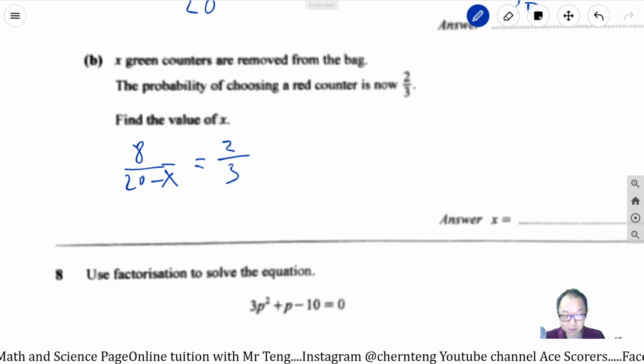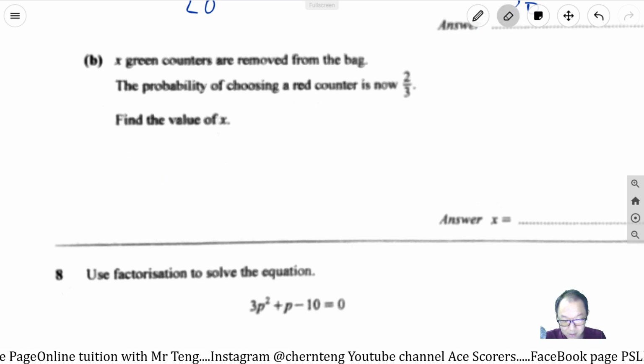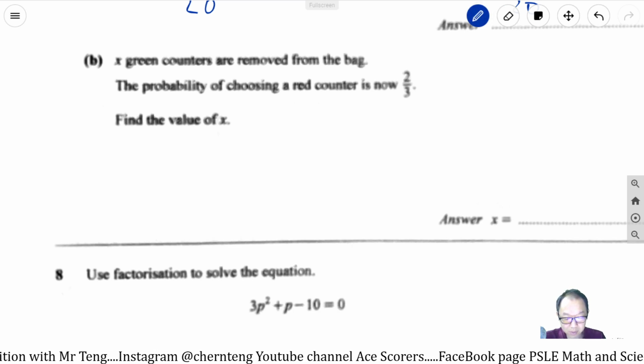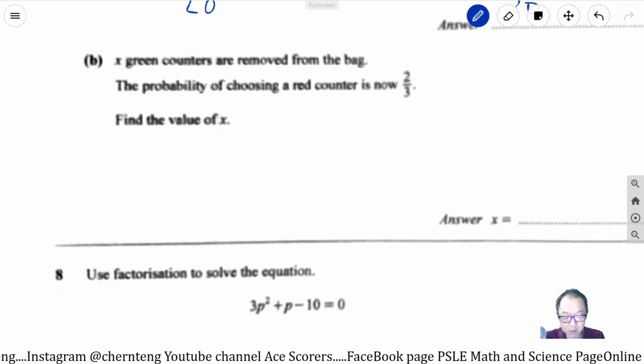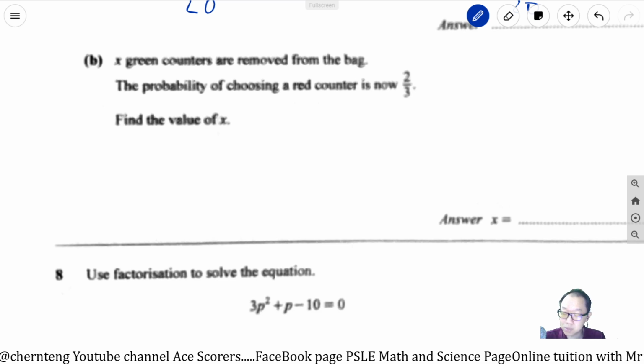Okay, next one. What's going on? Wrong question. Okay, so x green counters are removed. Oh, correct. What was I doing? I talk too much. Okay, x green counters are removed from the bag. The probability of choosing a red is now 2 over 3. Right? So the probability now becomes 2 over 3.